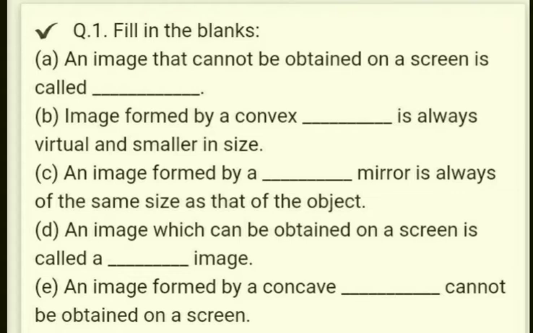An image formed by a concave dash cannot be obtained on a screen. Cannot be obtained means virtual image. And which type of mirror or which type of lens always produces a virtual image? A convex mirror produces it, or a concave lens. So here this would be a concave lens. So an image formed by a concave lens cannot be obtained on a screen.